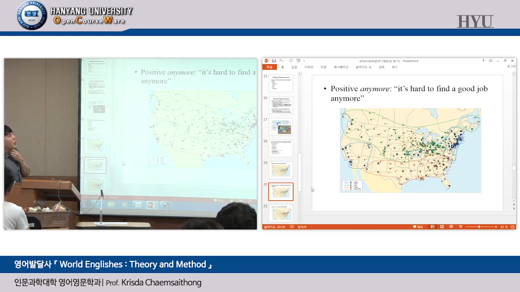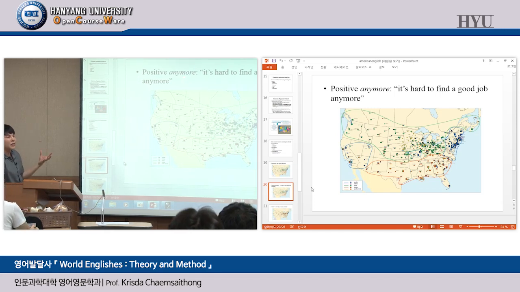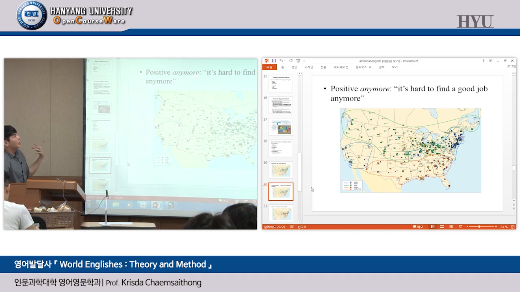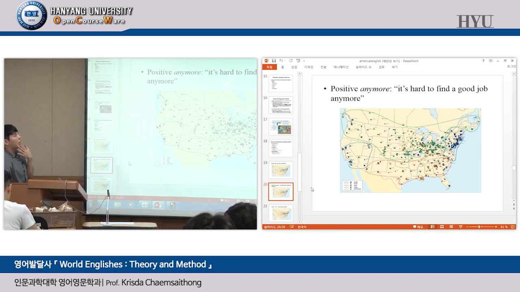Positive anymore. When you use anymore, usually you use it in a negative sentence, right? You don't do this anymore, right? Or in a question, do you love me anymore? However, some people use anymore in a positive sentence, which is the dialectal variation. It's hard to find a good job anymore, right? So this is a picture of anymore.